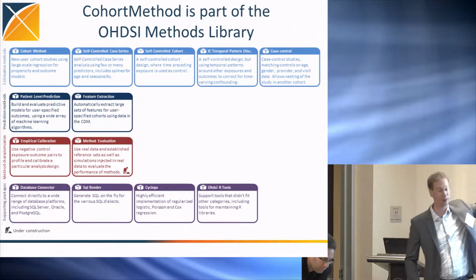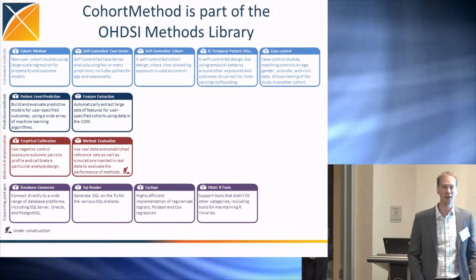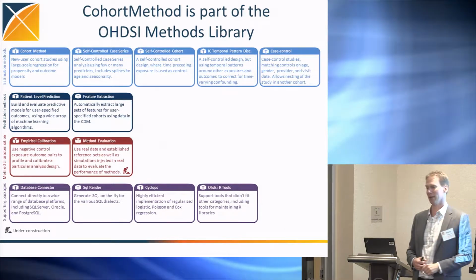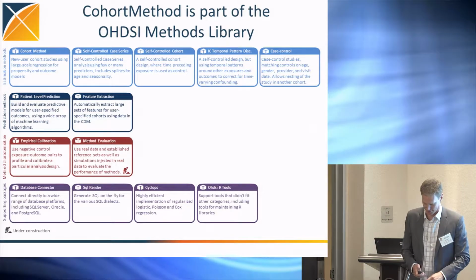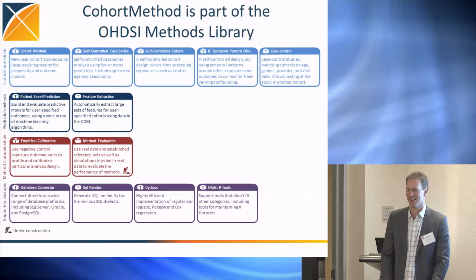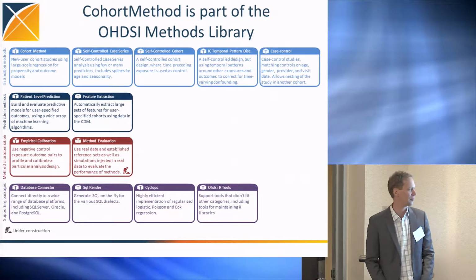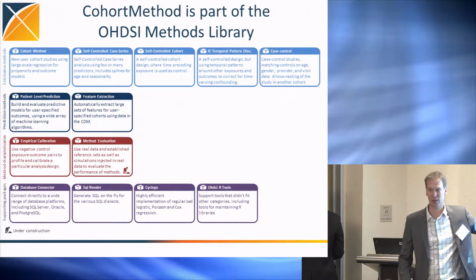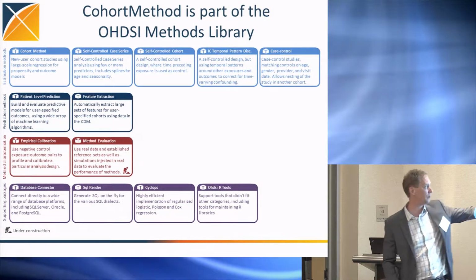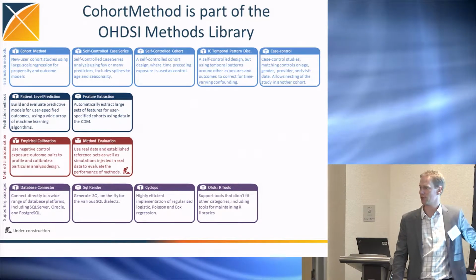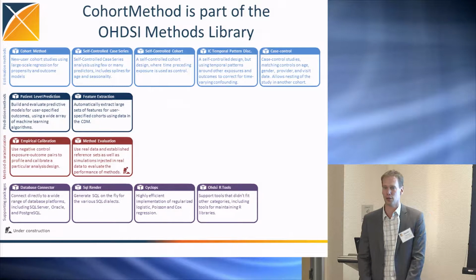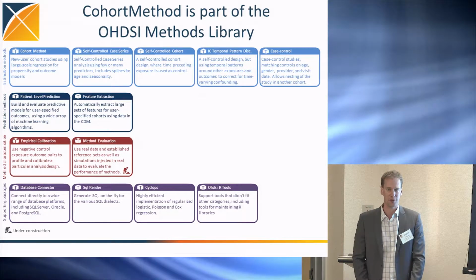But we also have a very neat self-controlled case series package, a self-controlled cohort package, an IC temporal pattern discovery package, and a case-control package. In theory, we could organize these sessions on all of these. Probably we're not going to do that. Then we have some packages that are basically used by all of these packages. For example, there is a feature extraction package that we already discussed earlier that is used by the CohortMethod package to construct the covariates that, for example, go into the propensity model.